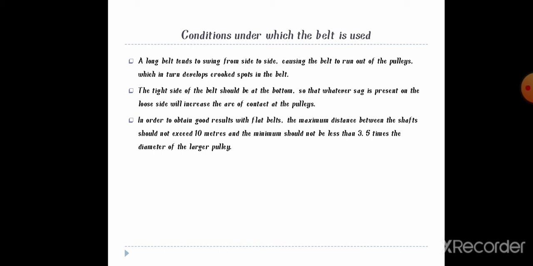for flat belts, the maximum distance between the driving and driven shaft should not exceed 10 meters and the minimum should not be less than 3.5 times the diameter of the larger pulley. The central distance between the shaft of the driven pulley and the shaft of the driving pulley should not exceed 10 meters. When we are using flat belts, then we can obtain good results.